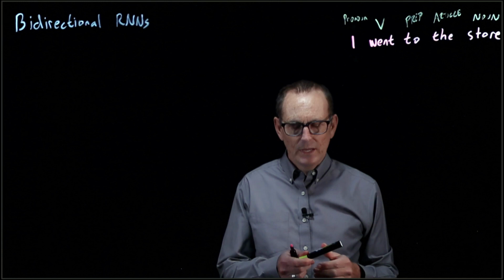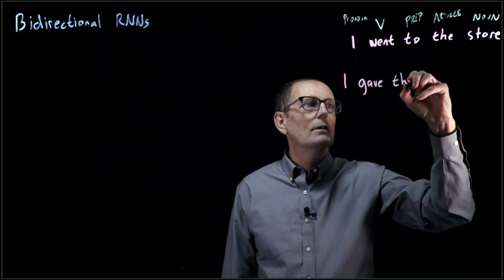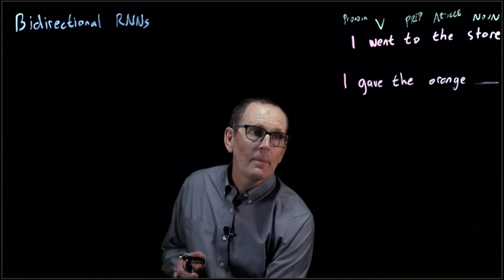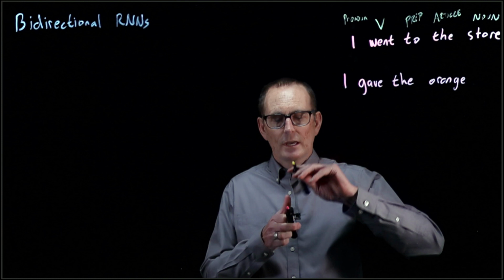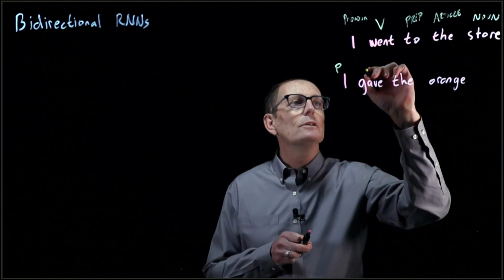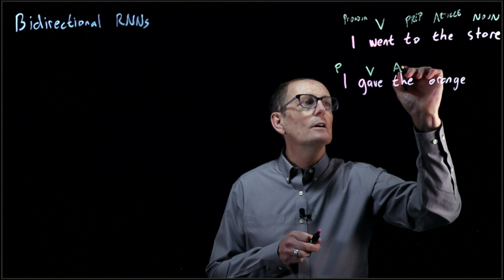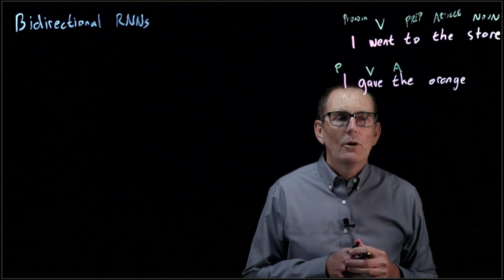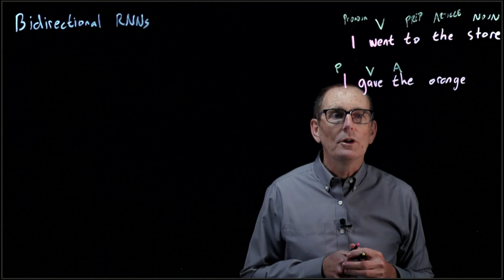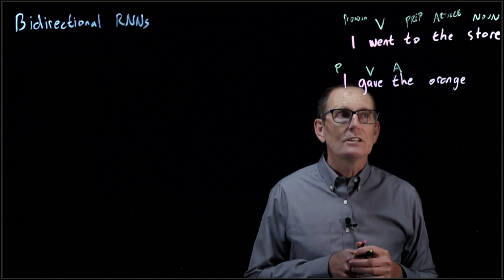Some words, so let's look at another possibility. So I gave the orange. So we have I gave the orange. And again, we want to be coming up with the parts of speech. So we have pronoun, verb, article, and the question is, what's orange? Is orange a noun? Like I gave the orange to the monkey? Then that'd be a noun. What if it's I gave the orange ball to the monkey? Well, then orange is an adjective.